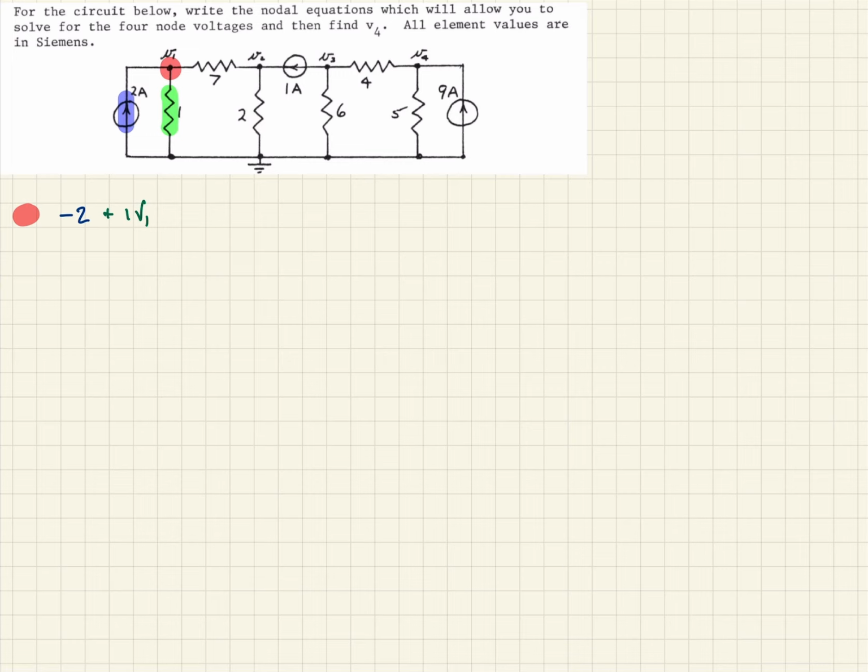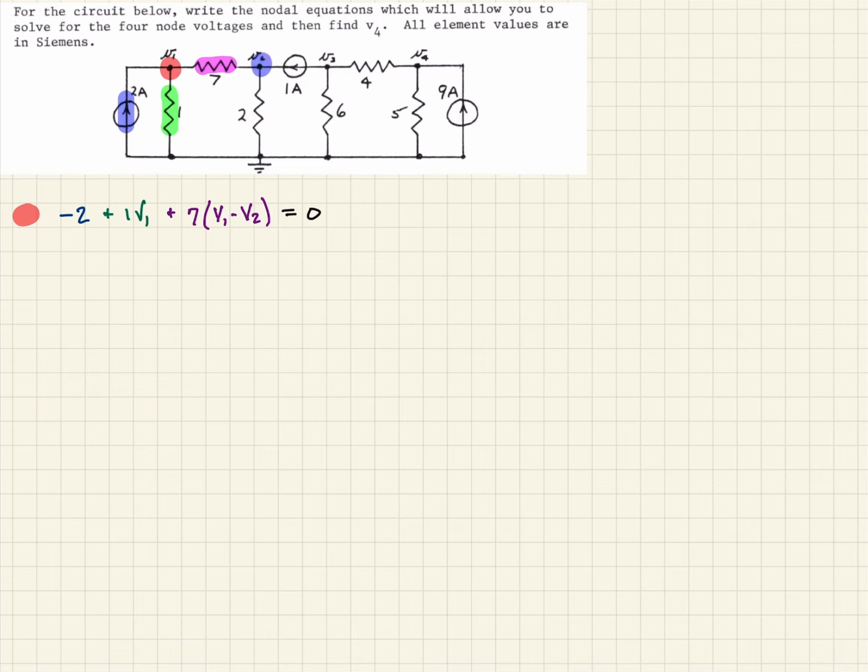And then finally, if we come around to this resistor here, that's going to be plus V2, that's going to be 7 times V1 minus V2. And so that takes care of all the branches in that node, so that can be set equal to 0. So let's pick our next node here.